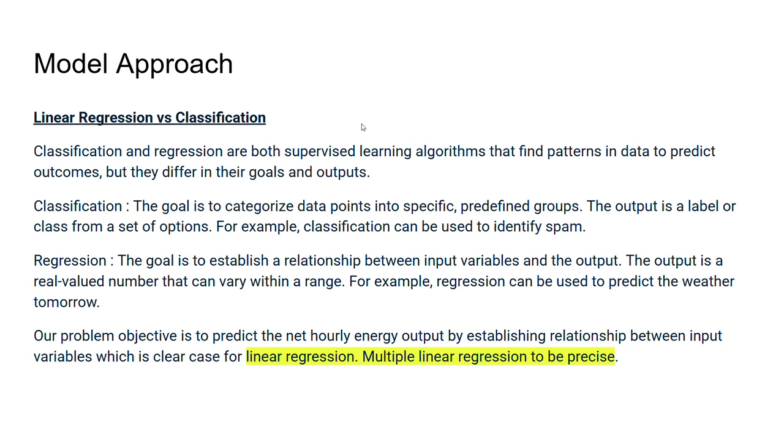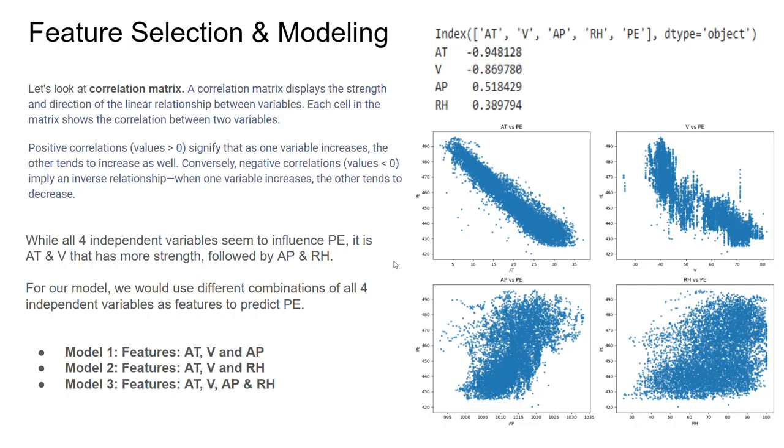Our problem objective is to predict the net hourly energy output, which is a real valued number, and we are also expected to establish the relationship between the input independent variables in the data set, which is a clear case for linear regression. So our modeling approach would be a linear regression, multiple linear regression to be precise, because we're going to use more than one input variable.